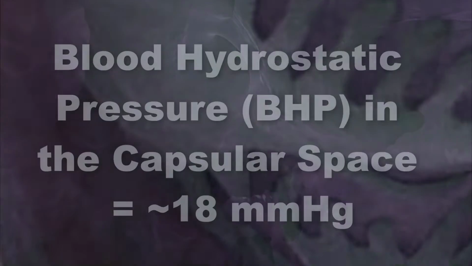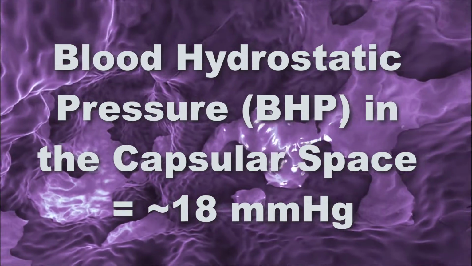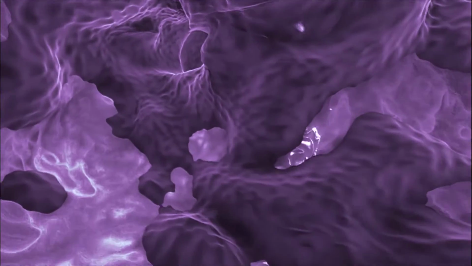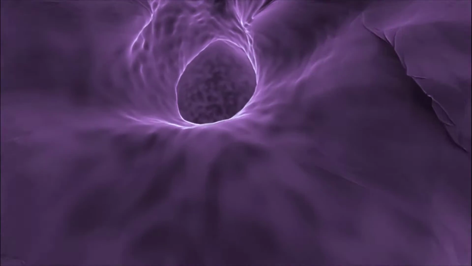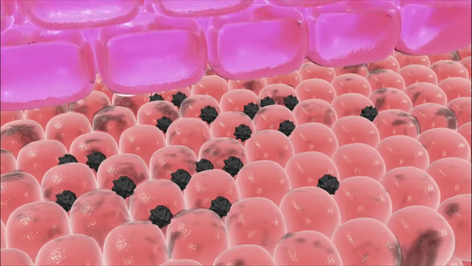The hydrostatic pressure in the capsular space is about 18 millimeters of mercury, compared with a slightly negative interstitial pressure that exists elsewhere. This results from the high rate of filtration and continual accumulation of fluid in the capsule.